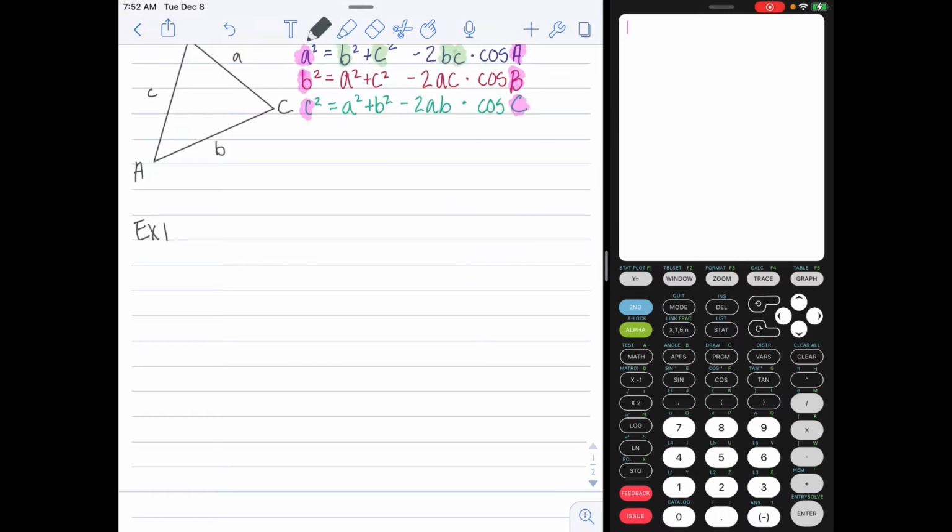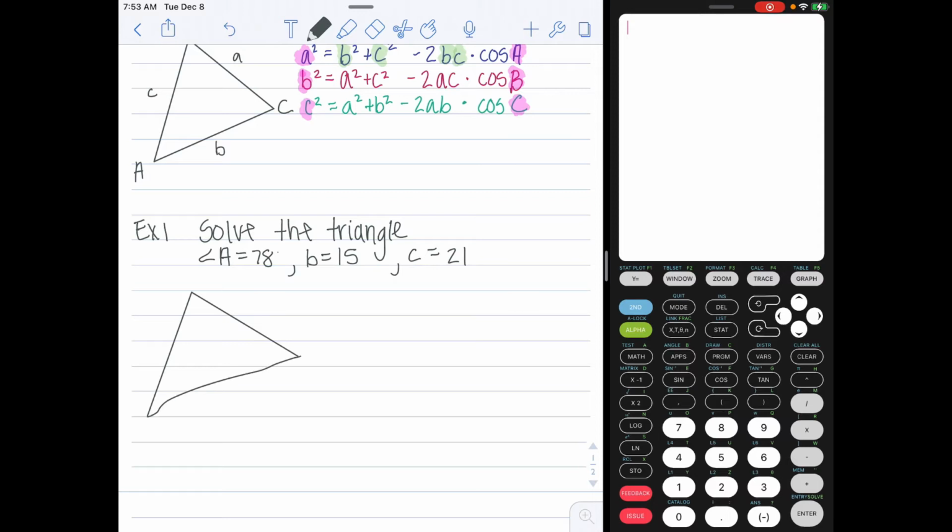Alright, let's start with example 1. Instructions are to solve a triangle, so all angles, all sides. And let's say given information is you have angle A to be 78 degrees, side B to be 15, side C to be 21. Alright, let's do our diagram. That's always the first part. Label our sides. Plug in our knowns. So we got a nice 78 degrees here. Side B is 15. Side C is 21.